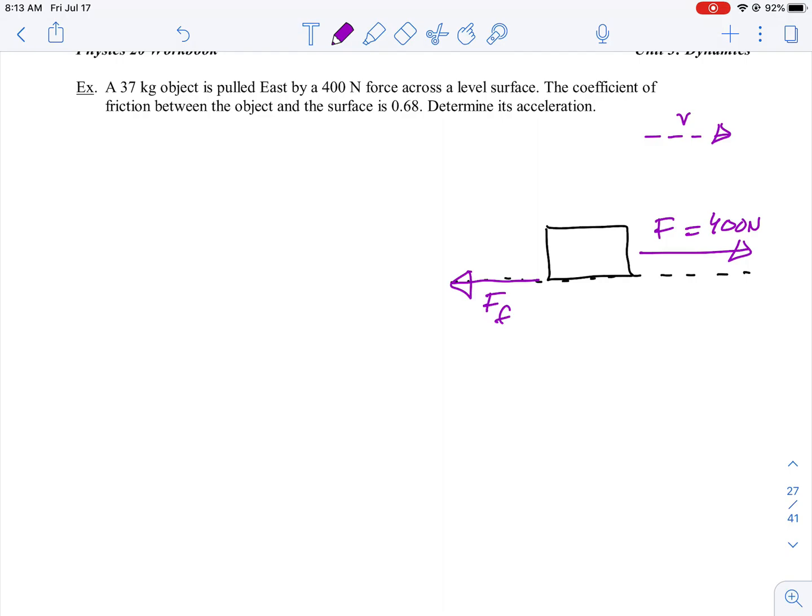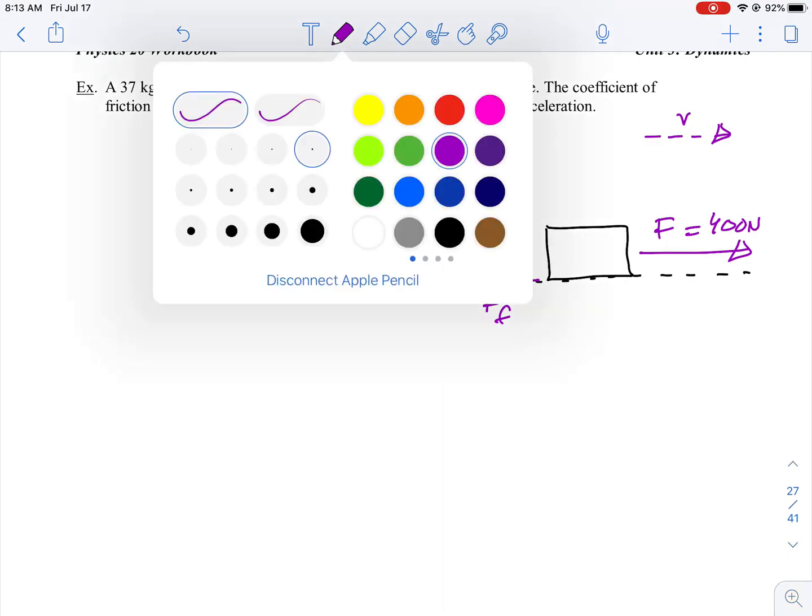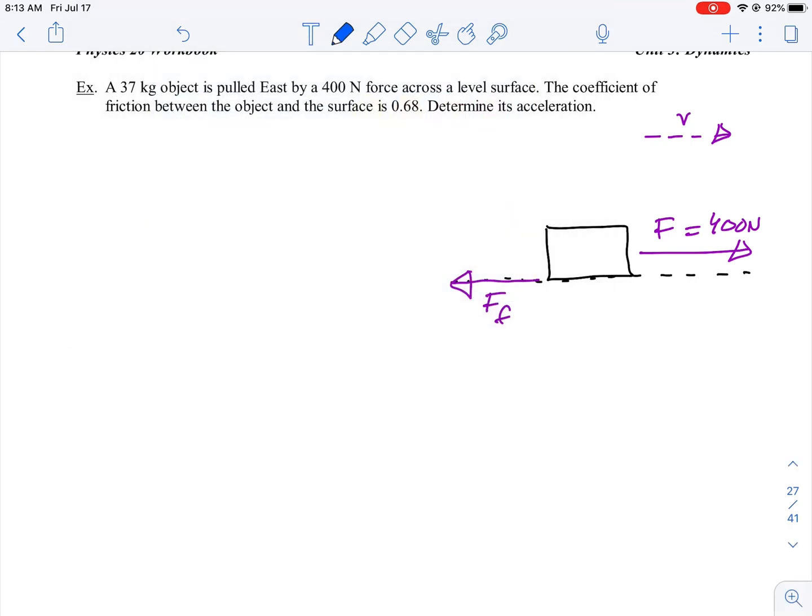There's our FF. Now with a different color, I'm going to do the vertical forces. So we know that vertically, this box will experience a force of gravity. There's your Fg equal to mg. But you realize that gravity is going to push it into the ground. So what's the ground going to do? It will push back up. And that will be the normal force. So this is a complete force diagram, both vertical and horizontal.